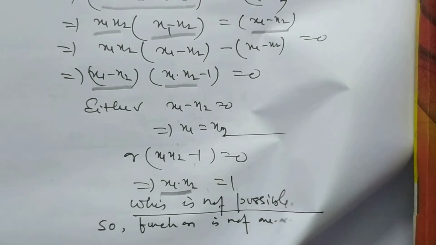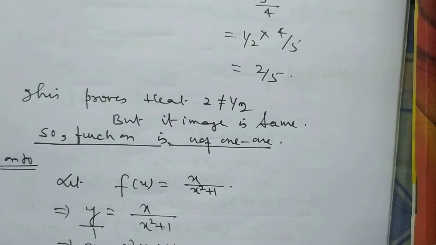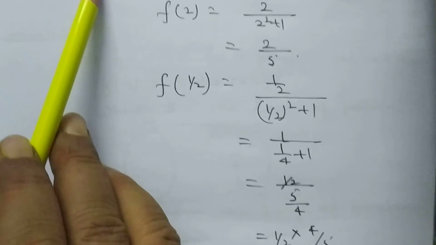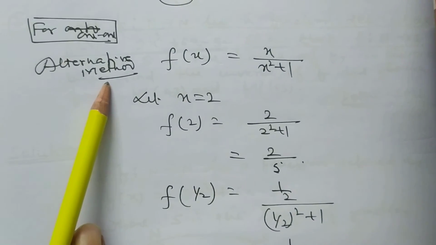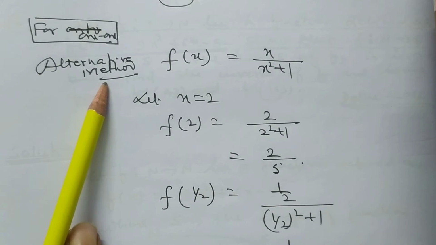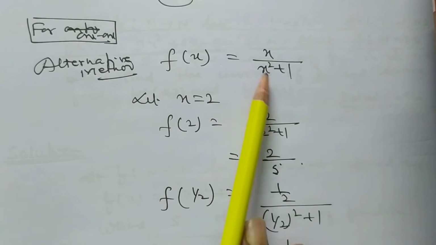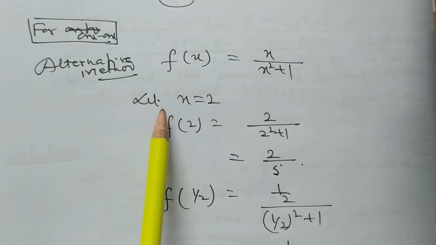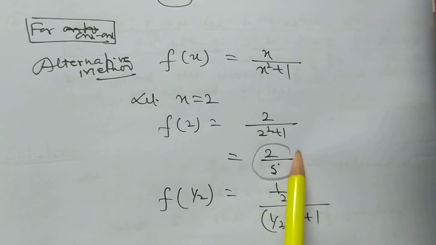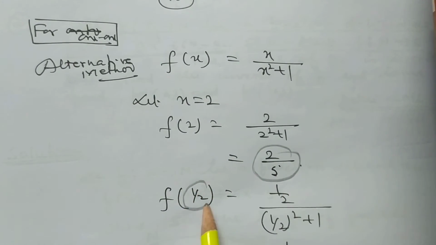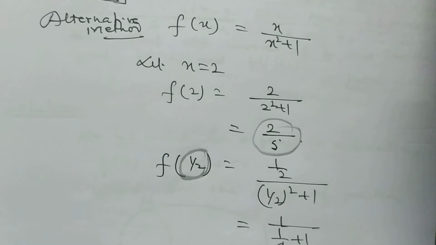So now we check with an alternative method whether the function is one-one or not. f(x) = x/(x²+1). We put x = 2, then the value of f(2) is 2/5. And we put its reciprocal, 1/2. Then its value is also 2/5.